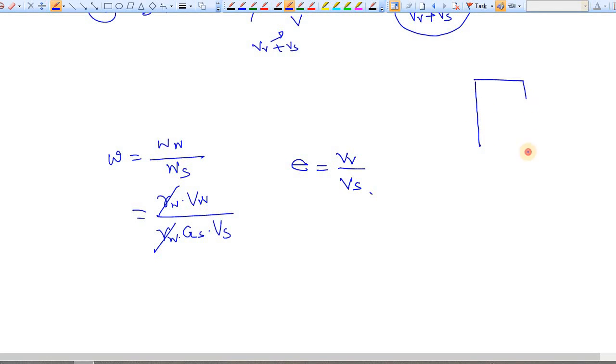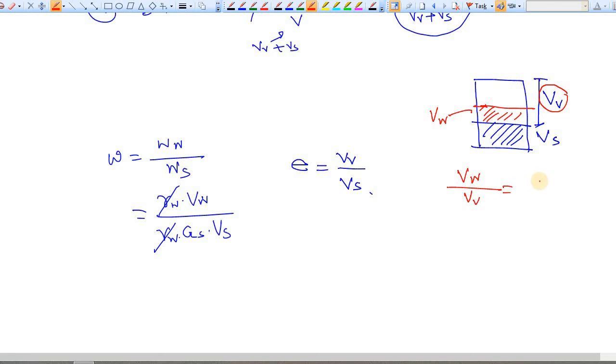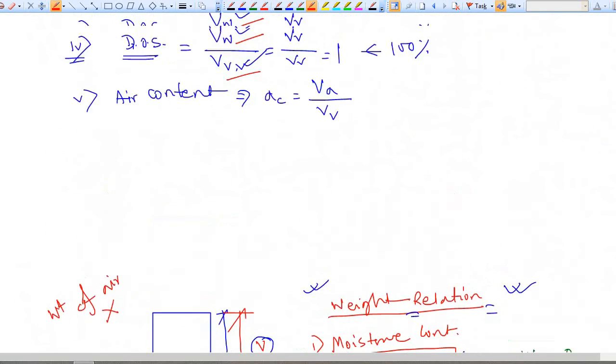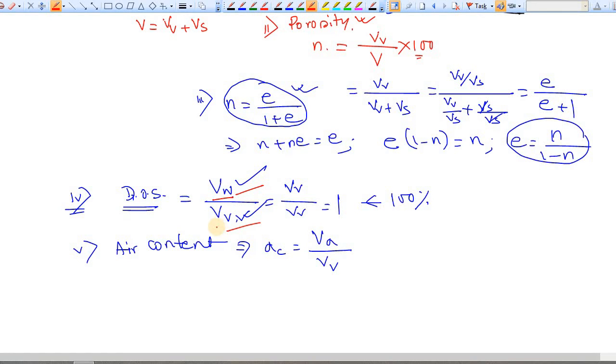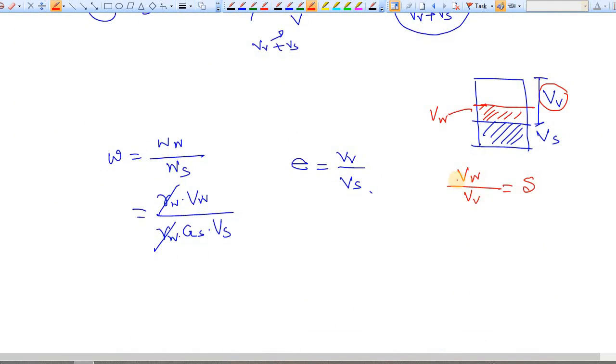Again, if this is the three-phase system, let's say this is your solid, so Vs, and this is the volume of void. It is not the total volume, sorry, this is the volume of void, and it comprises some amount of water and air. This is water, let's say Vw, and this is air. So volume of water can be expressed with volume of void by this formula. Volume of water by volume of void is nothing but saturation. Let's check in the volume relations. Yes, volume of water by volume of void is the degree of saturation, S. So we have got saturation by this formula, and void ratio by this formula.